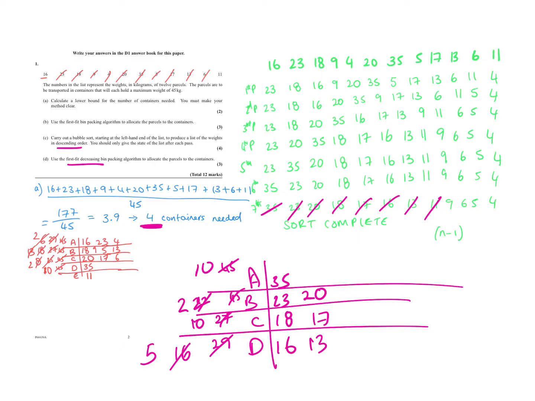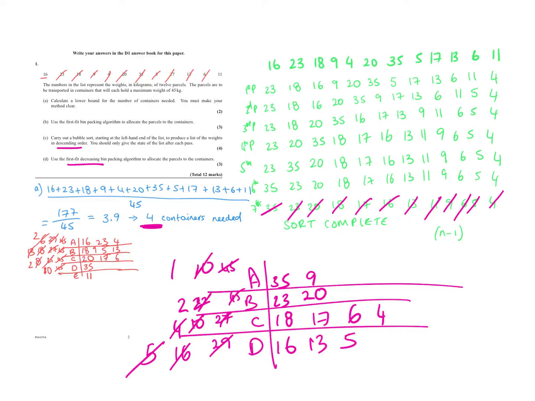Where can 9 go? In the first one, I have 1 left. Where can 6 go? In the third one, I have 4 left. Where can 5 go? In the last one, I have none left. Where can 4 go? In the third one, 0 left. Okay, can we see how we've done that?